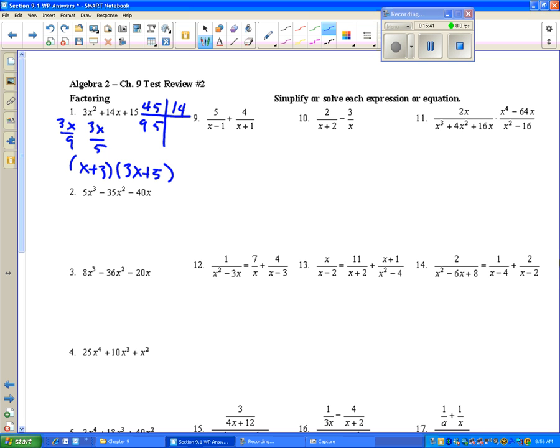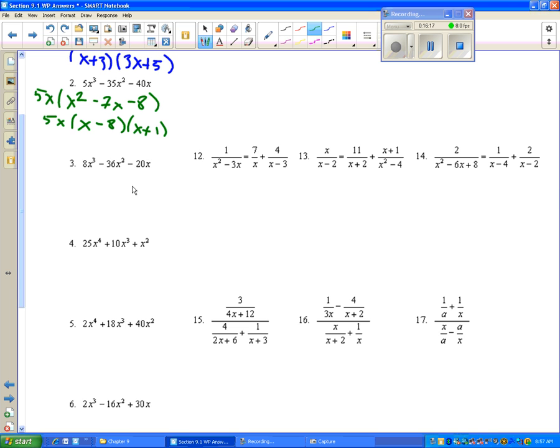That's number 1. Number 2, my greatest common factor first is 5x, which leaves me with x squared minus 7x minus 8. So then here I'm going to use basic factoring and say that this is x minus 8 times x plus 1. Negative 8 plus 1 is negative 7. Negative 8 times 1 is negative 8. So that is my factor.